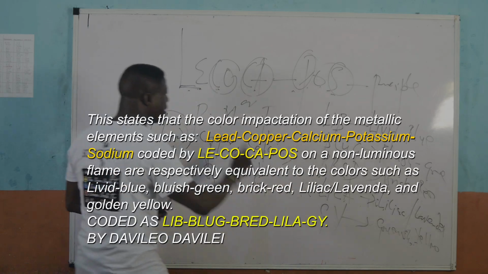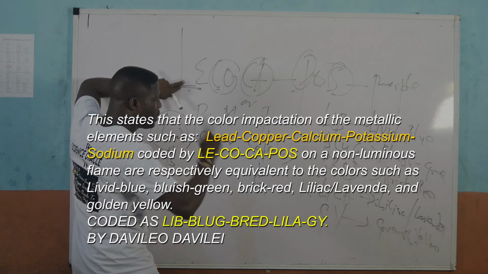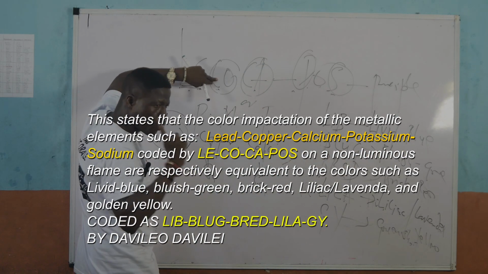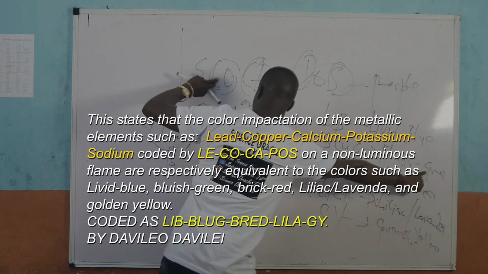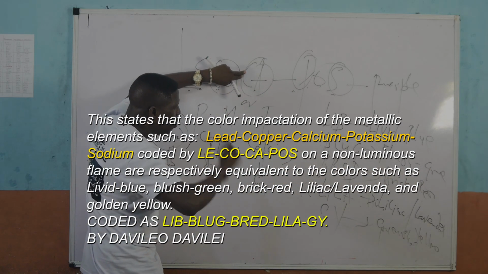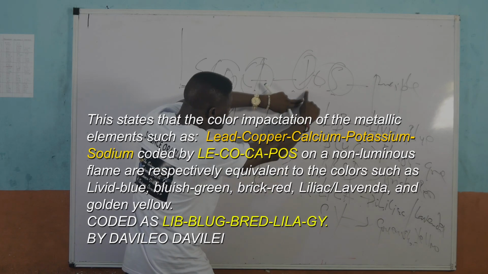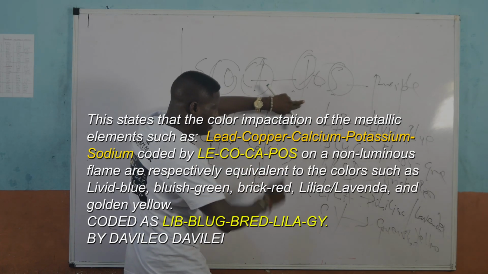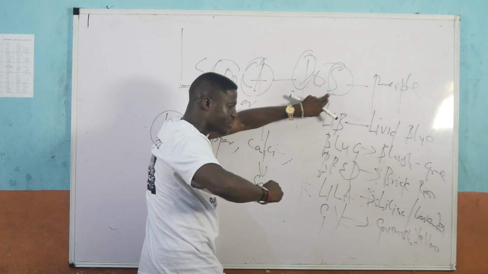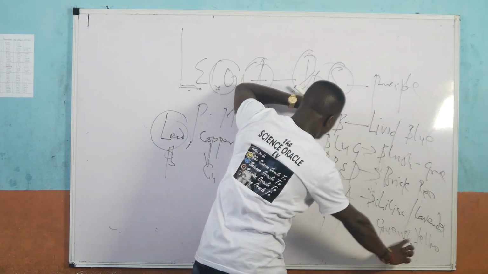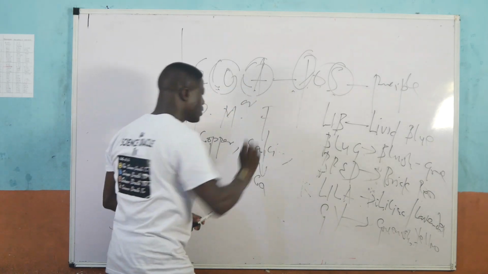Going by this, one can therefore say that the color of lead, when heated on a non-luminous flame, is livid blue. The color of copper is bluish green. The color of calcium is brick red. The color of potassium is lilac or lavender. And finally, the color of sodium is greenish yellow. This is a summary known as the Lefoka POS principle.